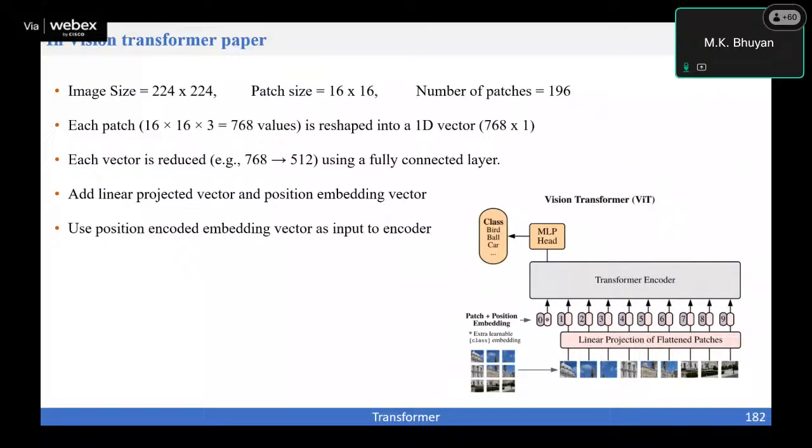And after this, we are considering the positional encoding. The linear projected vector and the positional embedding vectors are added to get the final embedding. And that is the input to the encoder. And for the final classification, we are considering a multi-layer perceptron, MLP, and multiple heads we can consider.